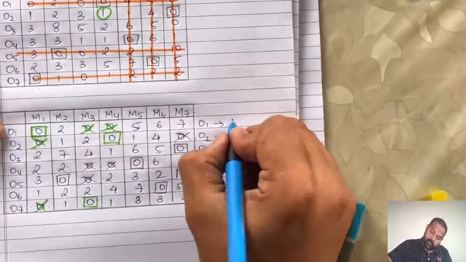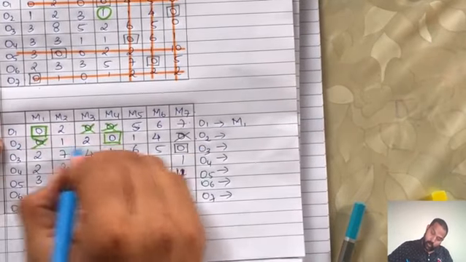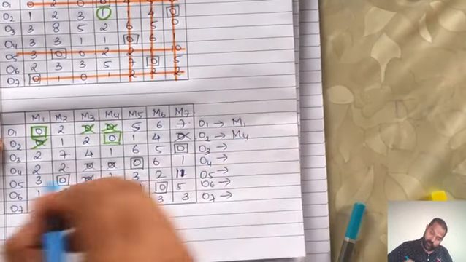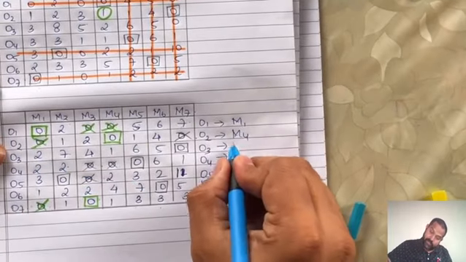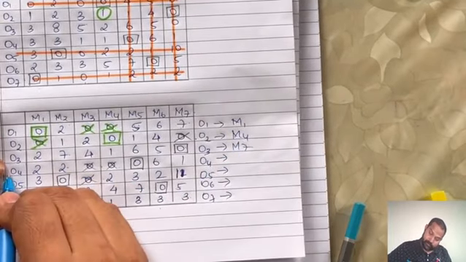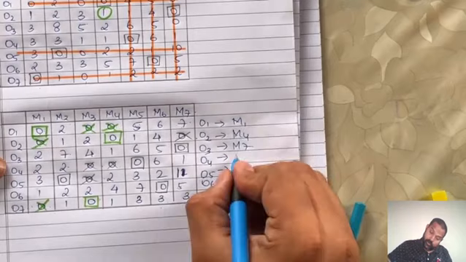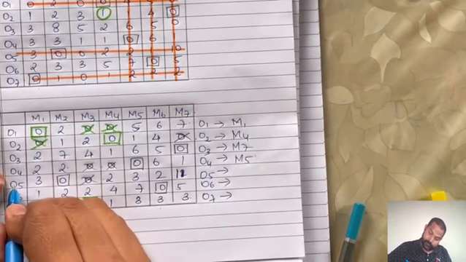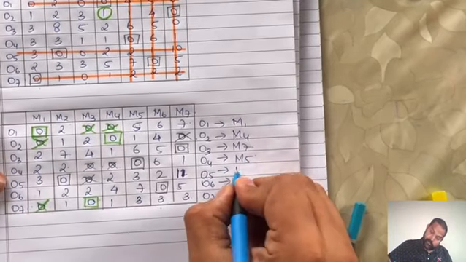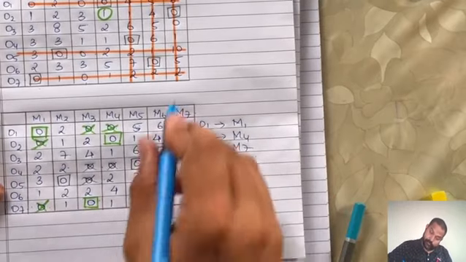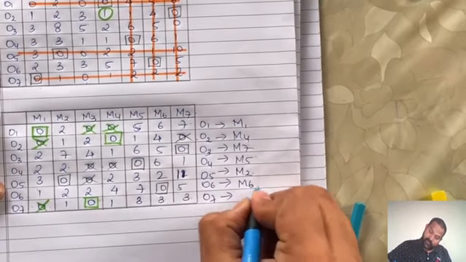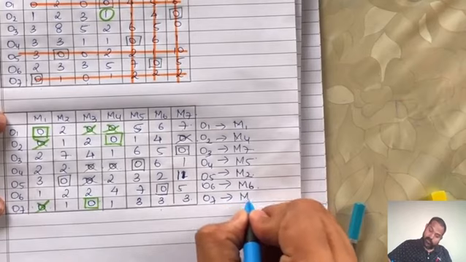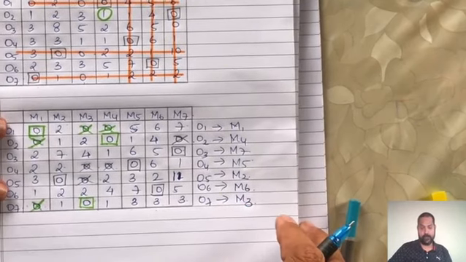O1 now goes to M1, O2 goes to M4, O3 goes to M7, O4 goes to M5, O5 goes to M2, O6 goes to M6, and O7 goes to M3.